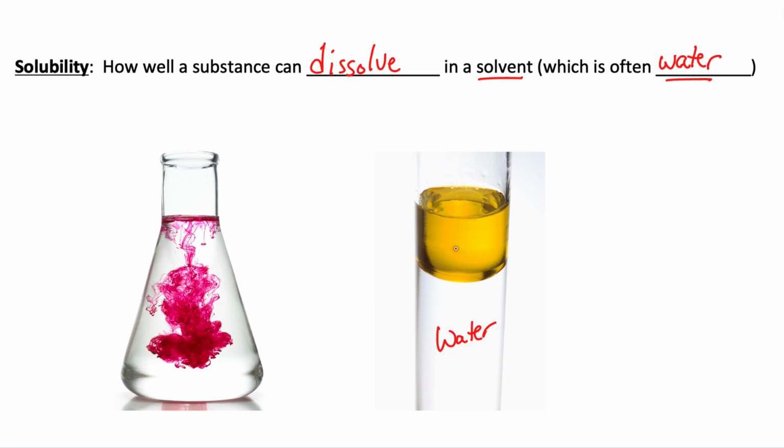And these little particles sitting on top are what we know as oil. And we know oil and water don't mix. We're going to talk about why they don't mix later on in the year. But all you need to know right now is that oil is not something that's going to dissolve, going to spread out in the solvent water. It will dissolve in some other substances, but not water. So solubility is just kind of a measure about how well things dissolve in each other.